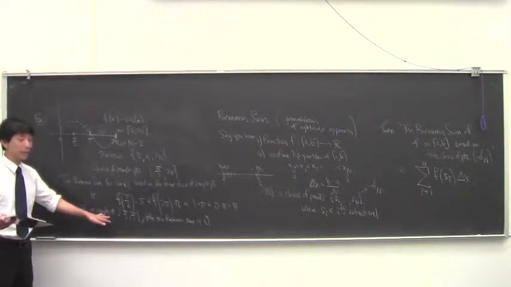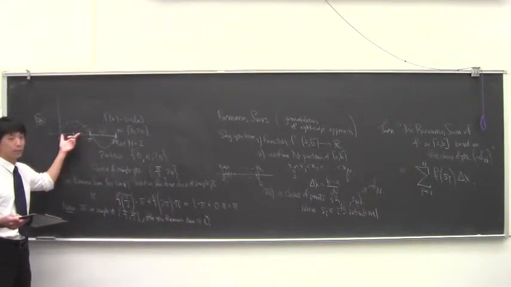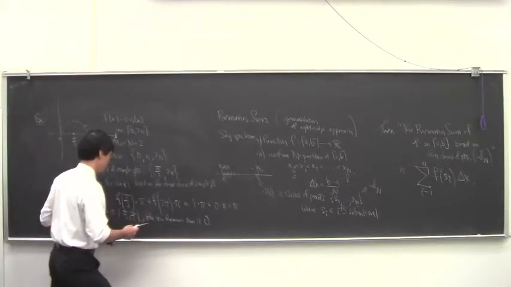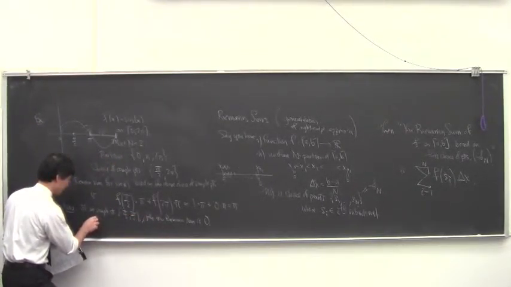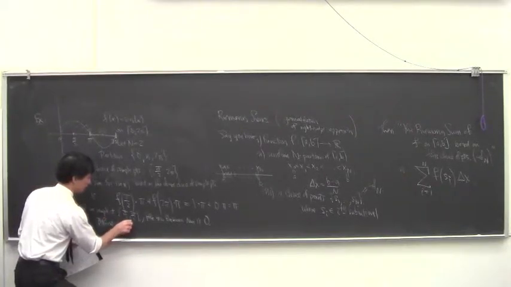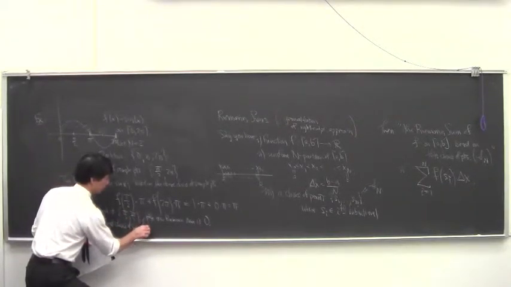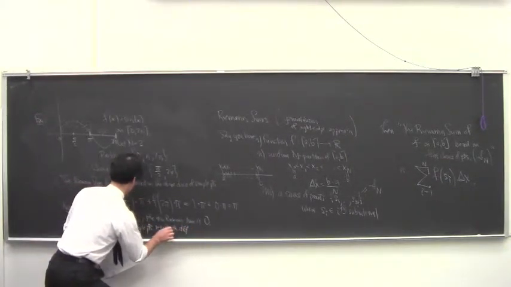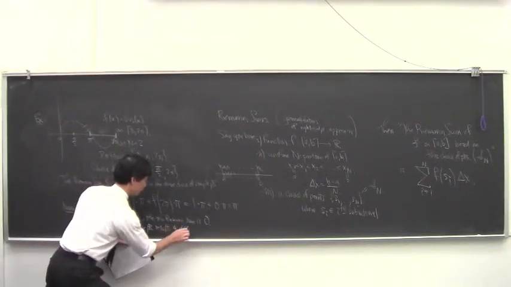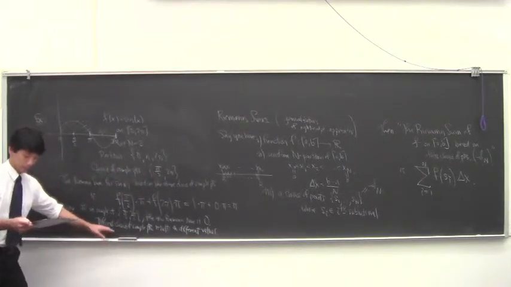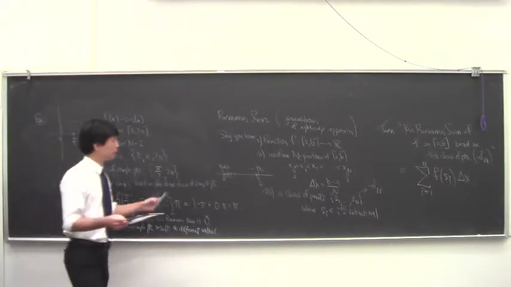You notice that based on your choice of sample points, you're going to get different numbers. So I'm going to make it clear here: different choices of sample points result in different values.